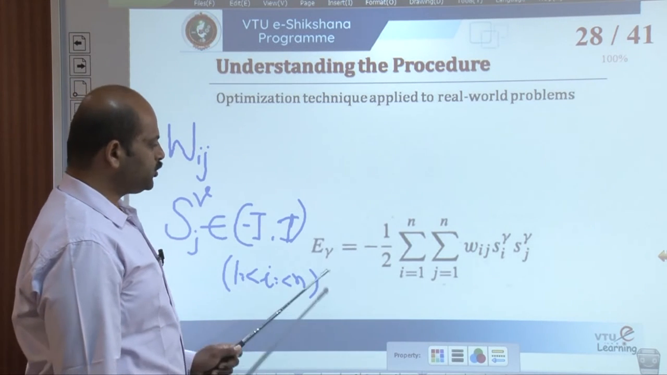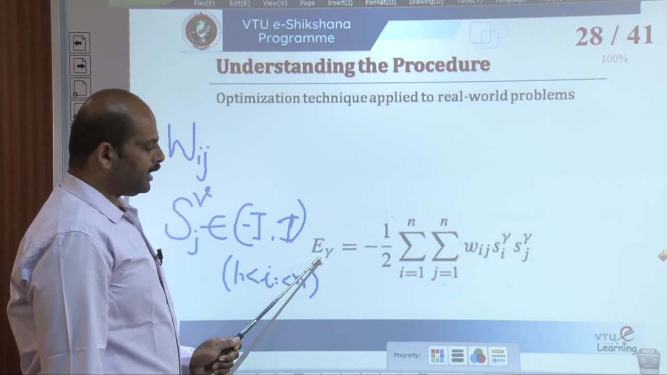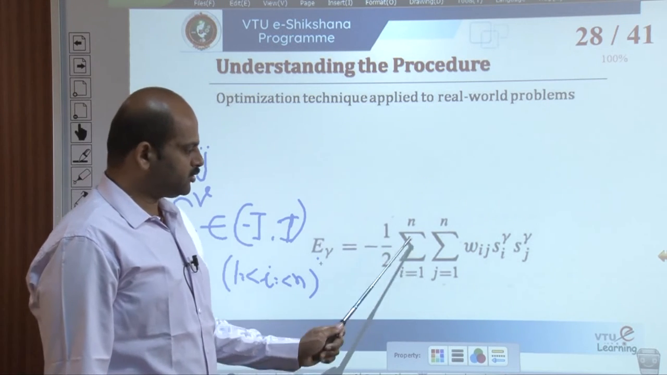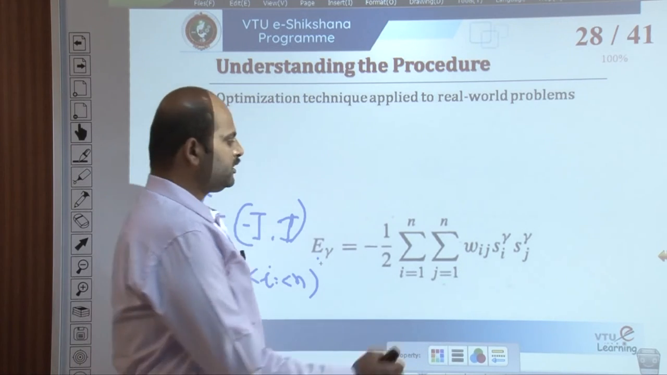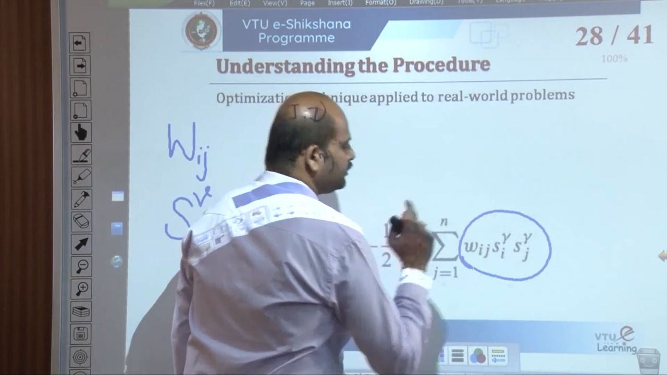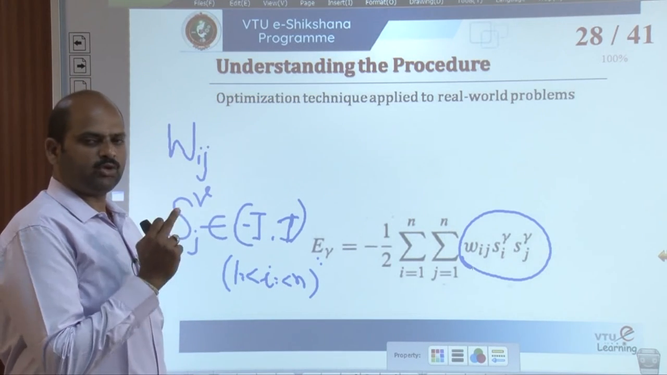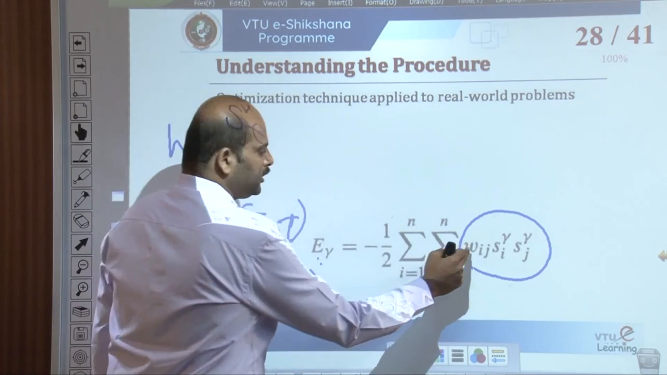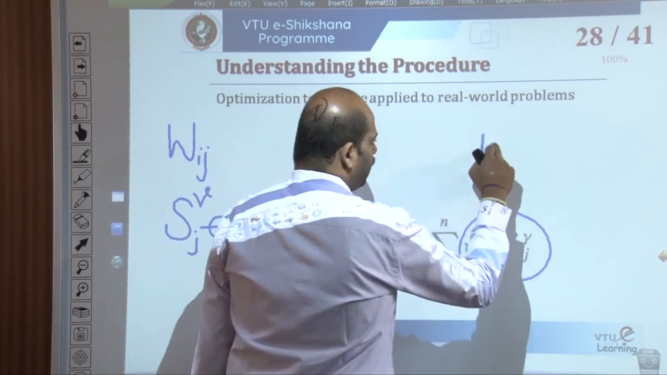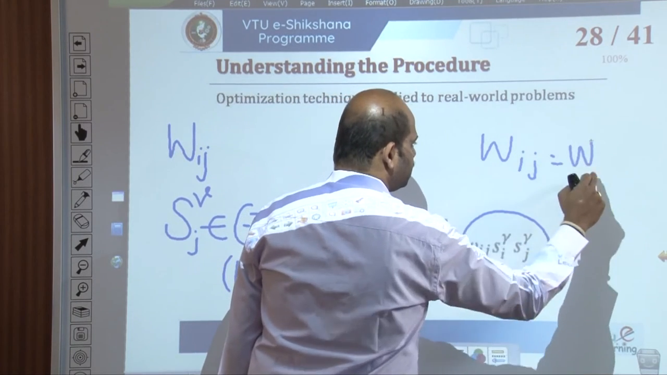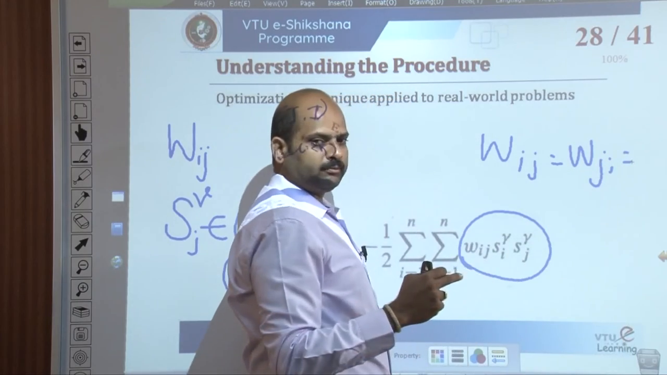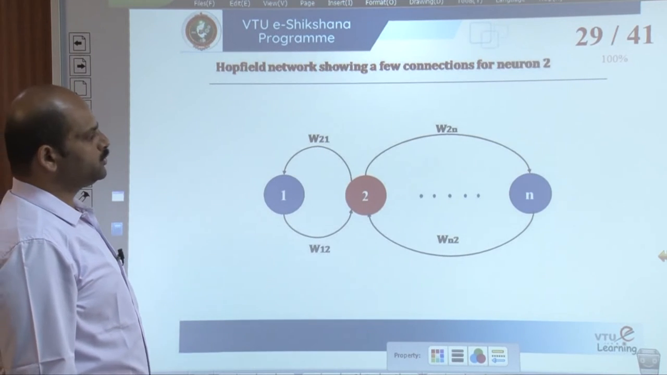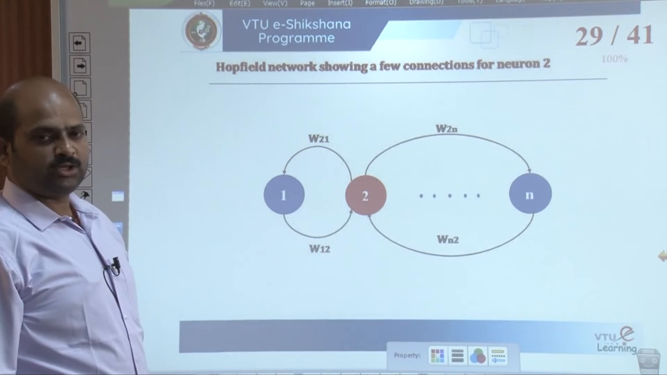So, the Lyapunov energy function gives the value of energy E equal to minus 1 by 2, summation of i equal to 1 to n, j equal to 1 to n, of the weight matrix W times the signal functions S_i to the power of gamma and S_j to the power of gamma, where we can make W_ij equal to W_ji because we are going to make it a symmetric one. If we assume it as 0, I can show this in a Hopfield network showing a few connections for this neural network too.